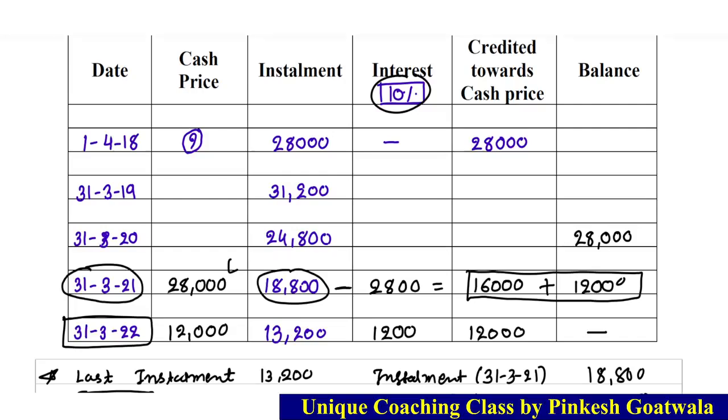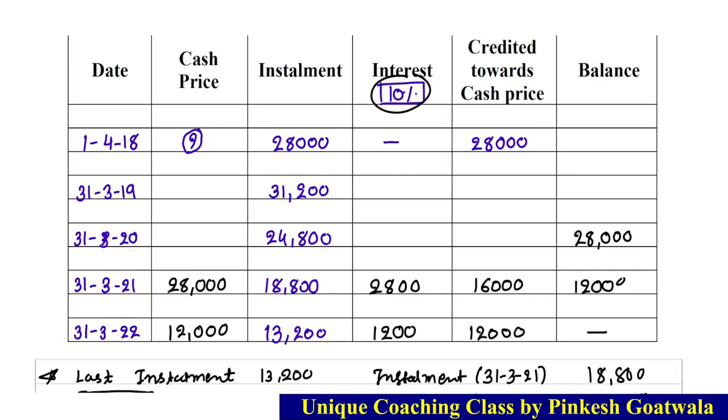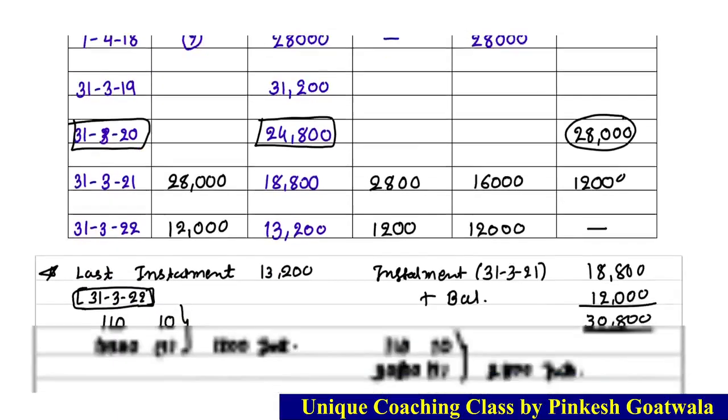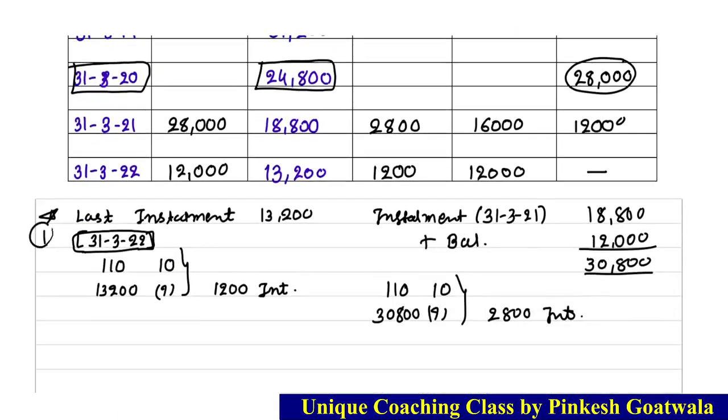Now we have to follow this step completely till the table is completed. Until the table is complete, we will follow this step. Okay, now the next installment, 31st March 20. How much installment? 24,800. So in this installment we have to add the balance and then put this step. Whatever the installment is, add the balance and then put the step. So our first calculation is done, it is the second.